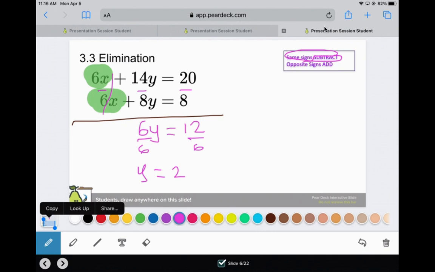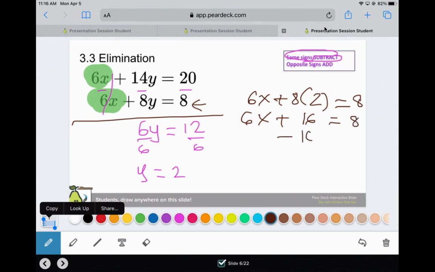Okay. Now I'm going to finish up this by solving for the x value. So I'm using the second one because the number is smaller. That's 6x plus 8 times 2 equals 18 minus 16... 6x is equal to negative 8, divided by 6. I can just leave it like that. Okay, so my answer is going to be negative 8 over 6 and then 2. So that will work. That's elimination.